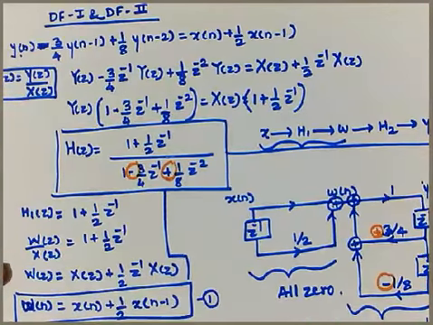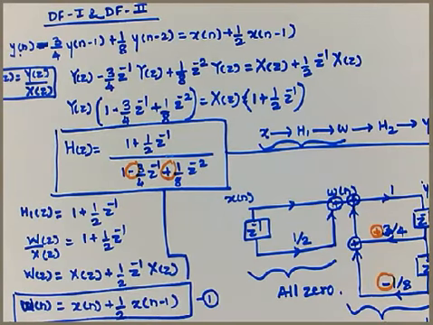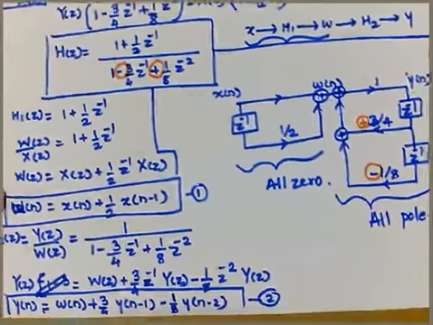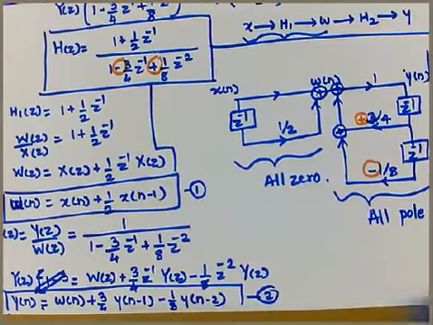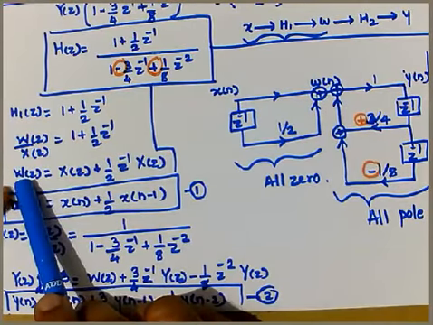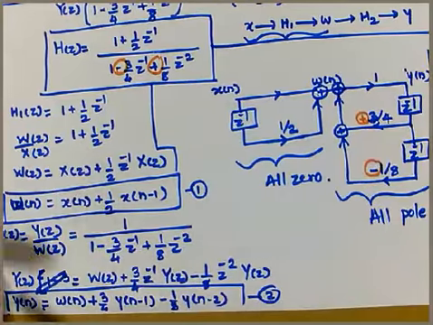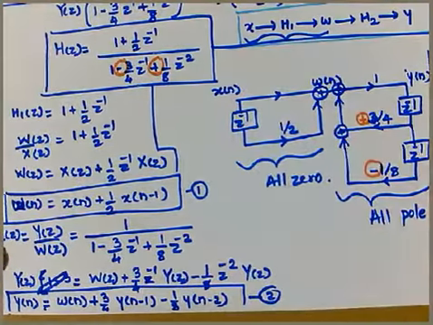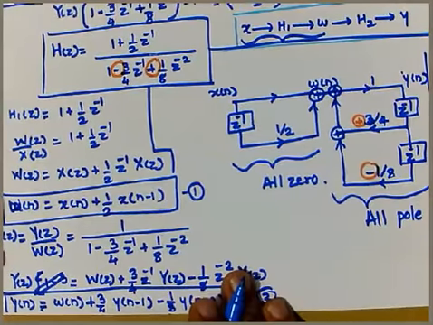From this equation we have obtained two more equations. One equation is for the all zero system, that is what we have seen here. This numerator is nothing but the all zero system, H1 of z, which can be reflected by this particular factor. That is for the direct form 1.